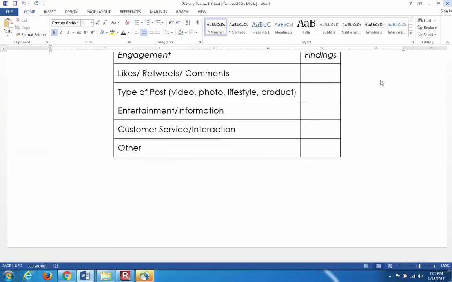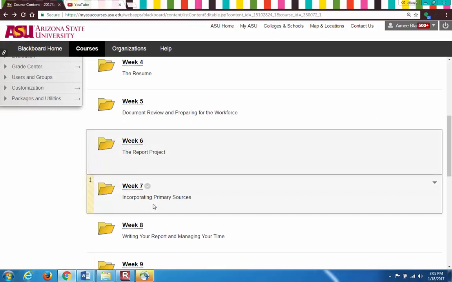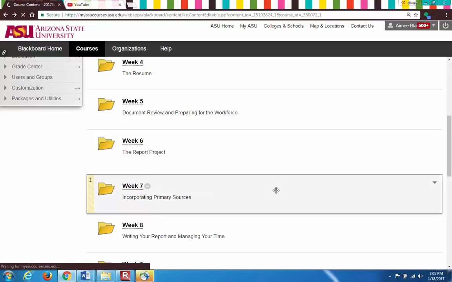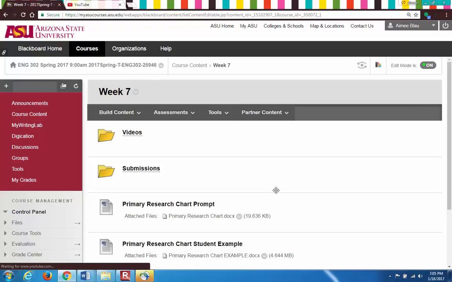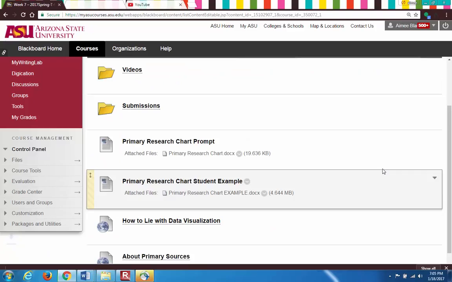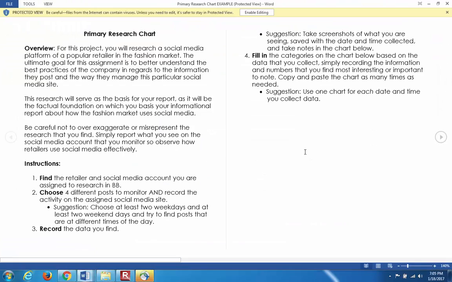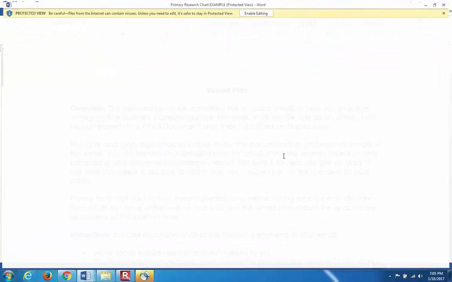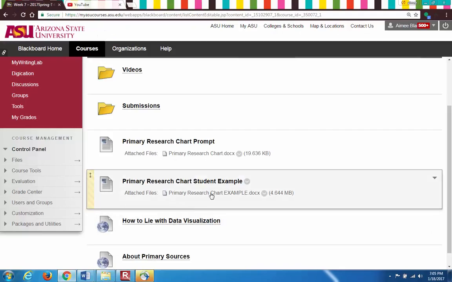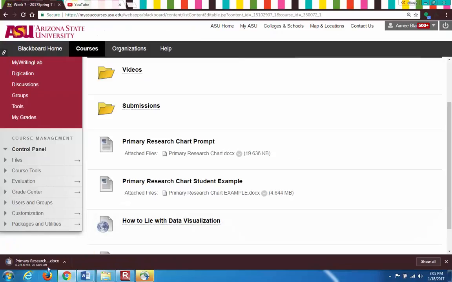What's also really helpful is I do have an example of the primary research chart that you can look at so you can make sure that you're doing it properly. But one of the hardest things about doing research is keeping yourselves organized so that you have the research that you need in a place that's accessible. So the reason I'm making you do this primary research chart is so that you have the information you need and it's accessible.